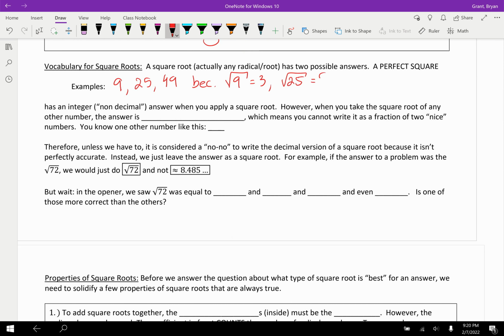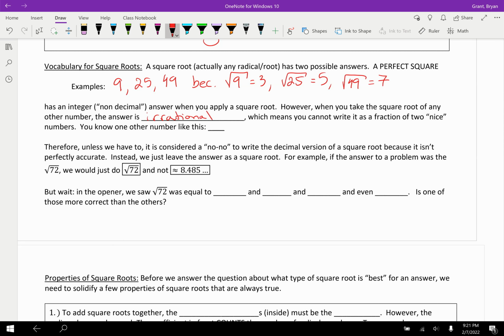Those are all perfect squares because when you apply a square root to each of those, you get what? Well, you get what we call integers. We get nice numbers, no decimals. And there's a very limited number of perfect squares. Technically, there's an infinite number of perfect squares, but there are arguably fewer perfect squares than there are non-perfect squares, right? However, when you take the square root of any other number that's not a perfect square, the answer is, and this is a fun word, irrational. Which means you cannot write that answer as a fraction of 2 nice numbers.